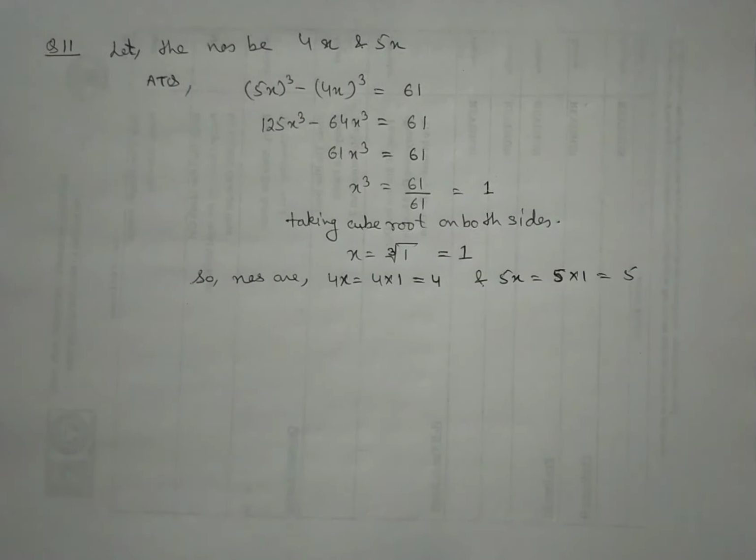Now we'll solve them, and here we get 61x cube equals to 61. Therefore x cube is equals to 1, and on taking cube root on both the sides, we get x equals to the cube root of 1, that is equals to 1. Here the numbers are 4x equals to 4 into 1, that is 4 only, and 5x is 5 into 1, and here we get 5 only. Now we'll move to the 12th question.